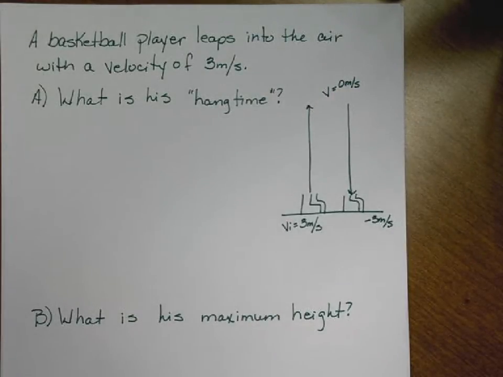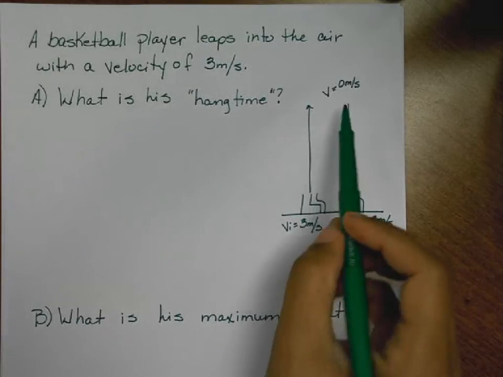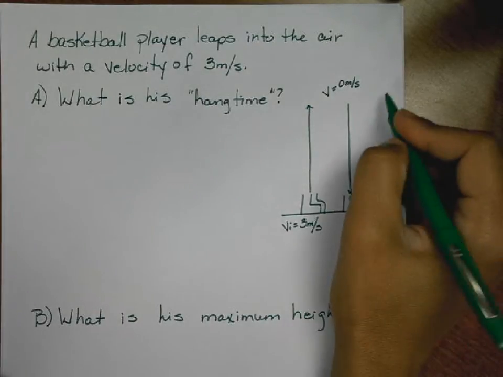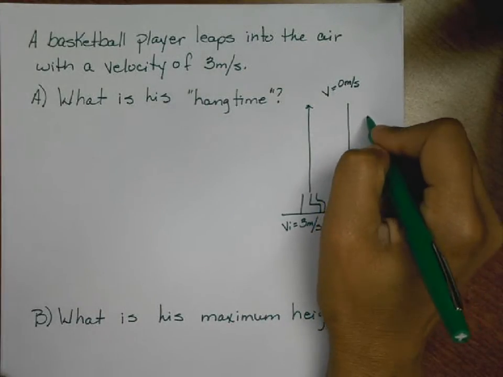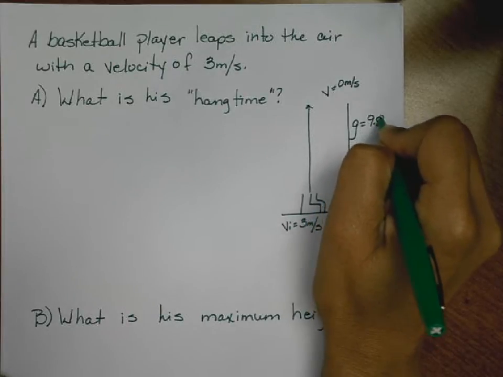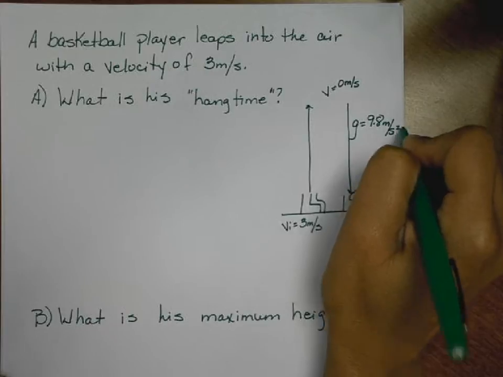When he's at maximum height, he passes through 0. For a fraction of a second, he stops. And that's what happens when you get to the peak of a leap. And last but not least, I know that he is being accelerated under the influence of gravity. Gravity is 9.8 meters per second squared.